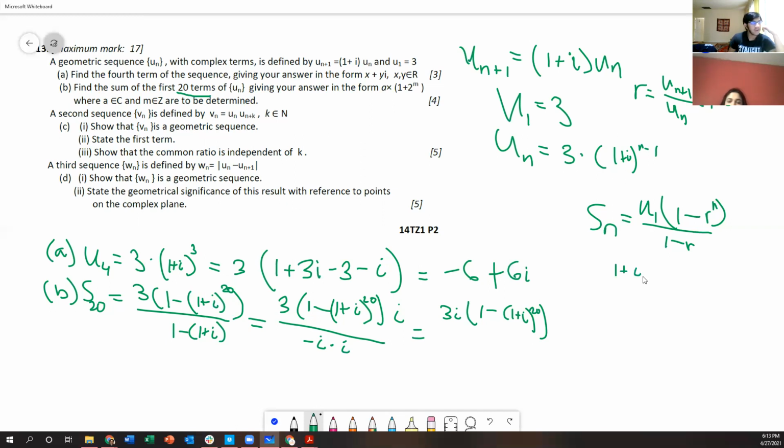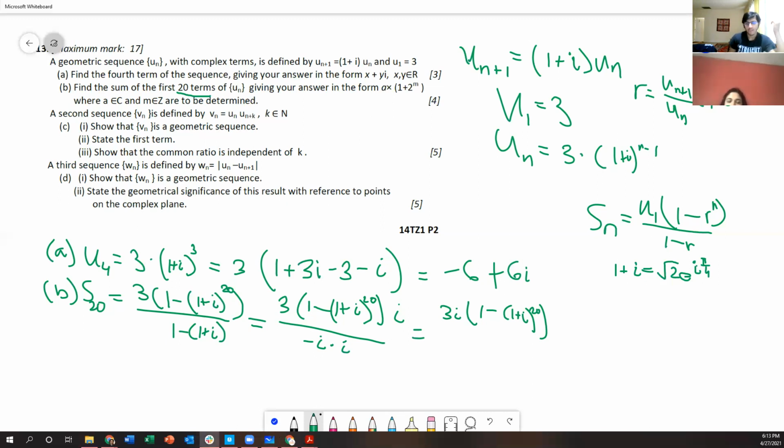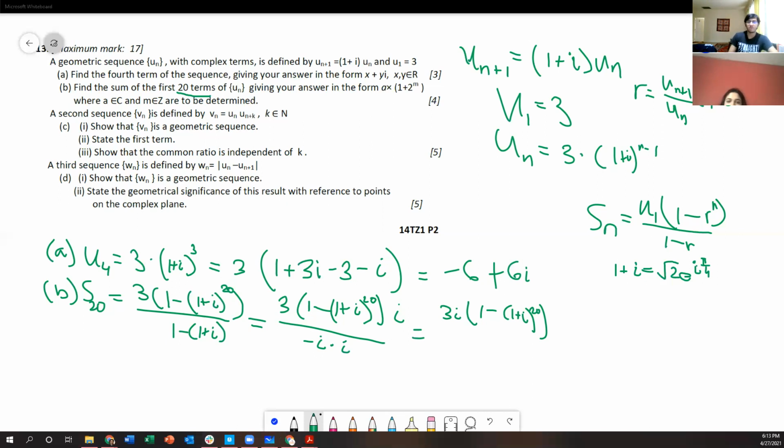Because 1 plus i is going to equal root 2 e to the i pi over 4, right? Whenever you have large powers, there's no way they expect you to expand that. That's ridiculous, right? It just doesn't make sense. So the likely option is going to be to go ahead and write that in exponential form.